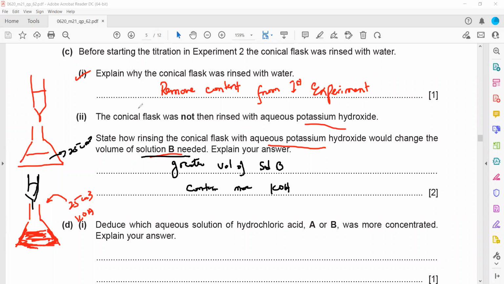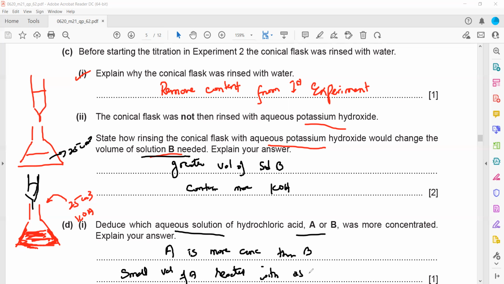Then the last one, D1: deduce which aqueous solution of hydrochloric acid is more concentrated. When we compare their concentration, A is more concentrated than B. And how do we deduce that? Because we need a small volume for a complete reaction. So a small volume of A reacted with 25 cm cube of potassium hydroxide compared to B.